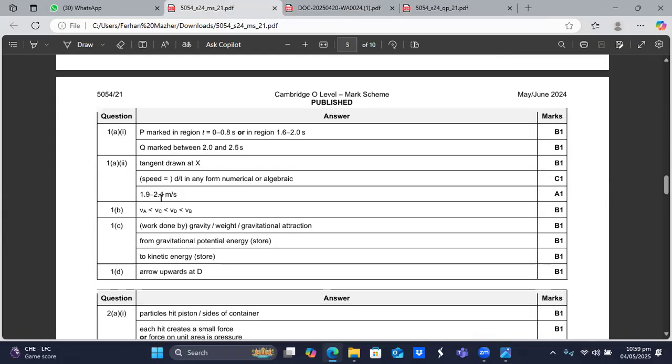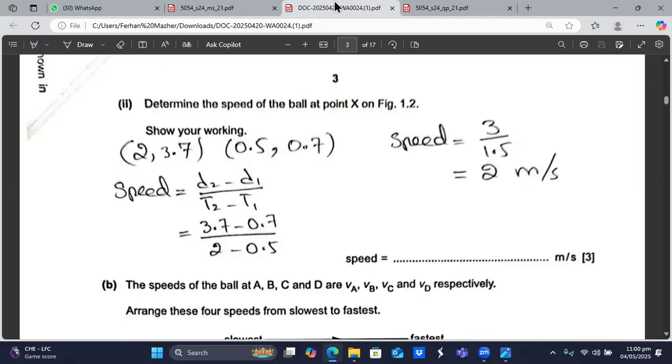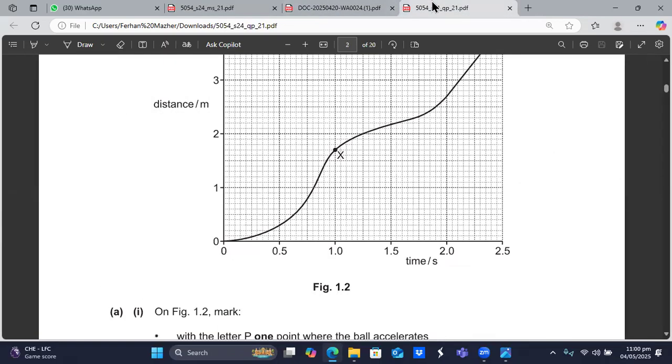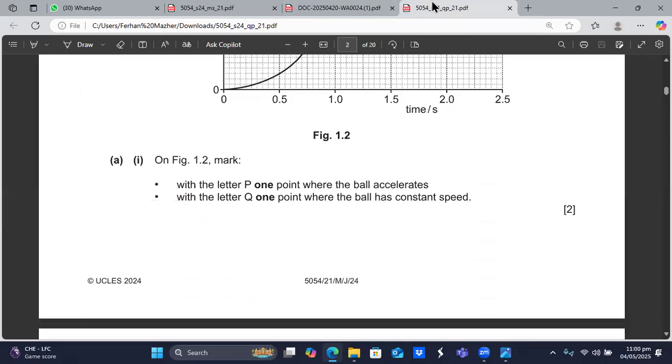They say the answer will be from 1.9 to 2.4. So our answer is in that range. So the answer is right. I hope you understand this.